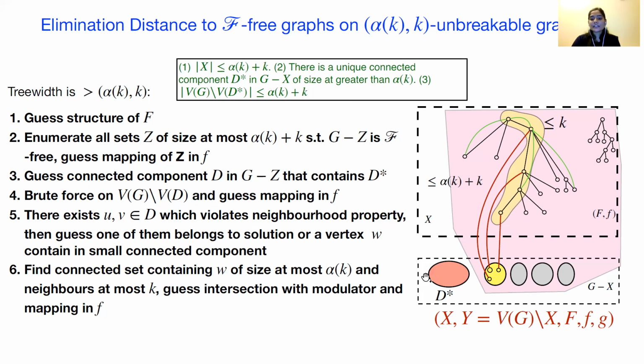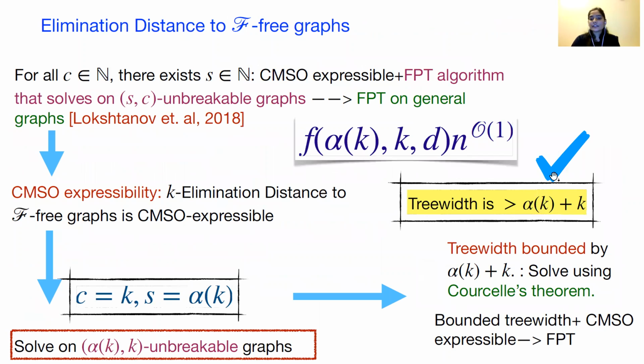Then we were left with the large connected component, and we said either all the neighbors are in one root to leaf path for this connected component, or we can find two vertices U and V such that either they are violating the neighborhood property and one of them must go into the solution, or we can find a vertex which is going into a small connected component, and for that vertex we can find the small connected component and its neighbors and guess the modulator from there. So using this we are done with our large tree width case, and therefore we obtain our FPT algorithm.